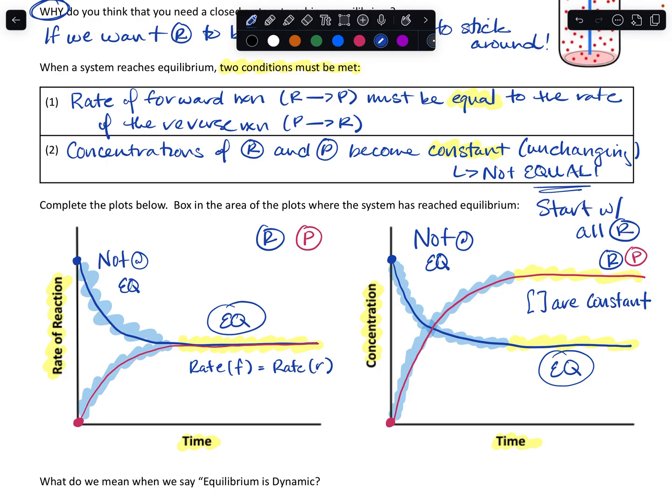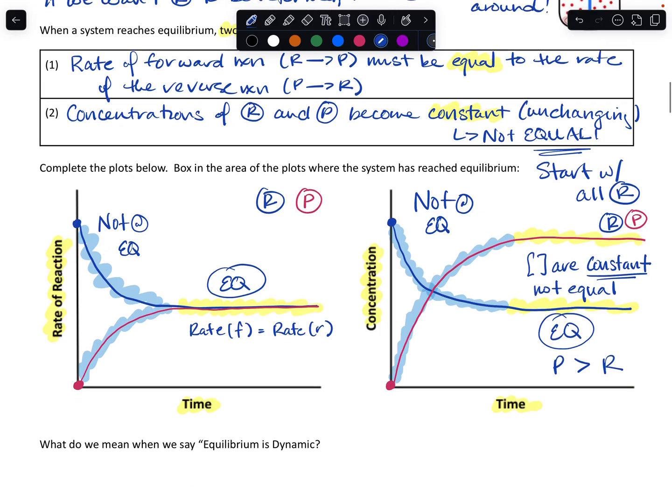One other piece I want to point out is that these are constant, but they are not equal. In this case, we actually have more products than we have reactants based on the numerical values associated with those. The rate of reaction plot is going to look similar from system to system because everything becomes equal. The concentration plots can be varied. We can have more reactants than products at equilibrium, so the reactant plot stays above the products, or something like what we saw here. But again, the key is that eventually the value for the products and reactants becomes constant.